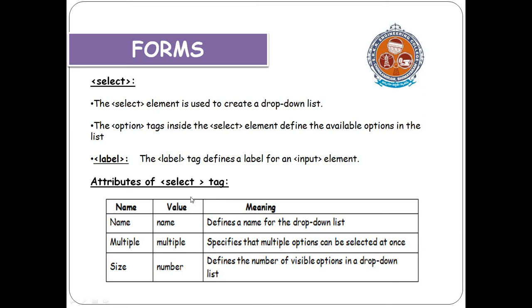Attributes of select tag. So select tag has name, multiple, size. The name defines the name of the drop down list. Multiple specifies that multiple options can be selected at once. Size, that means number, defines the number of visible options in the drop down list. That means how many items are to be displayed. For example, if we display 1 to 10, then size is 10. If we display 100, the size is 100. So that will appear as the options in our select.